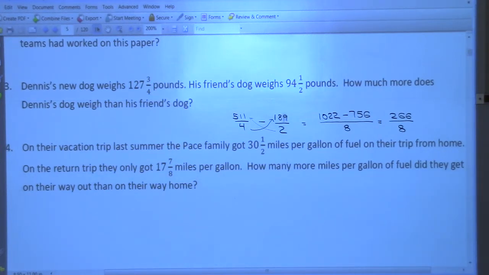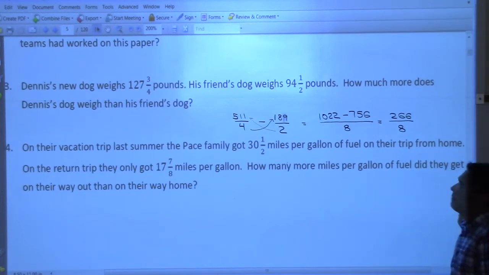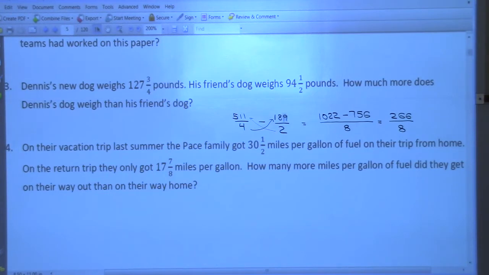Is everyone getting that? You have a problem? If I change it to a decimal instead of doing that, will it be kind of wrong? That's a great question. Should I change mine to 127.75 minus 94.5? That's not necessarily a problem. For me, it's not a problem. Here's the thing.